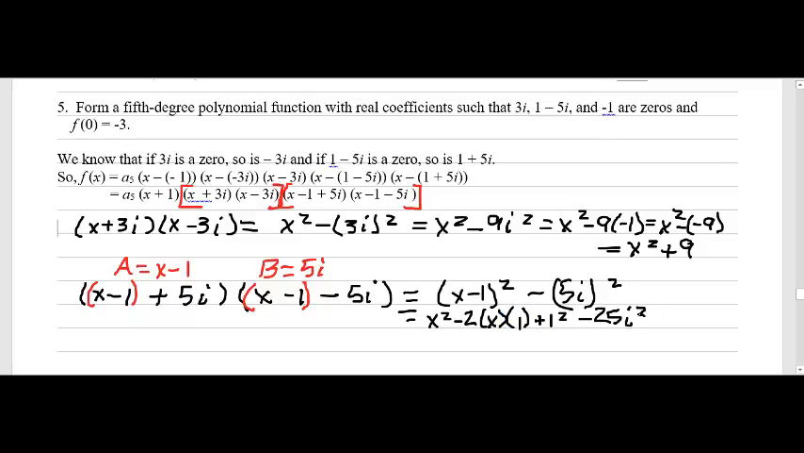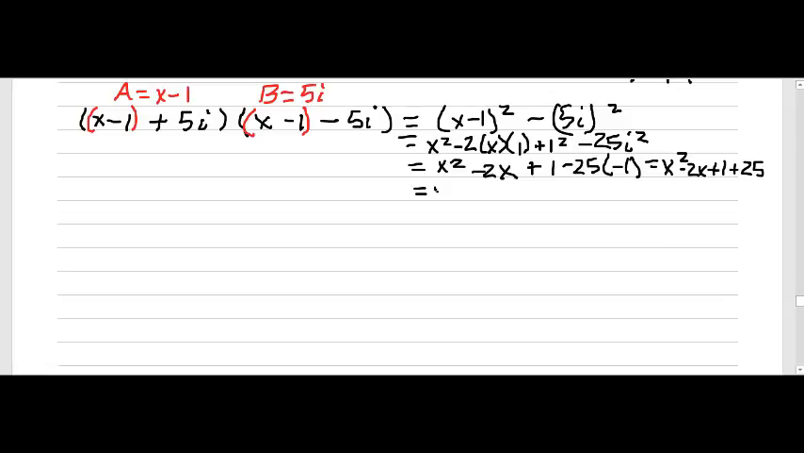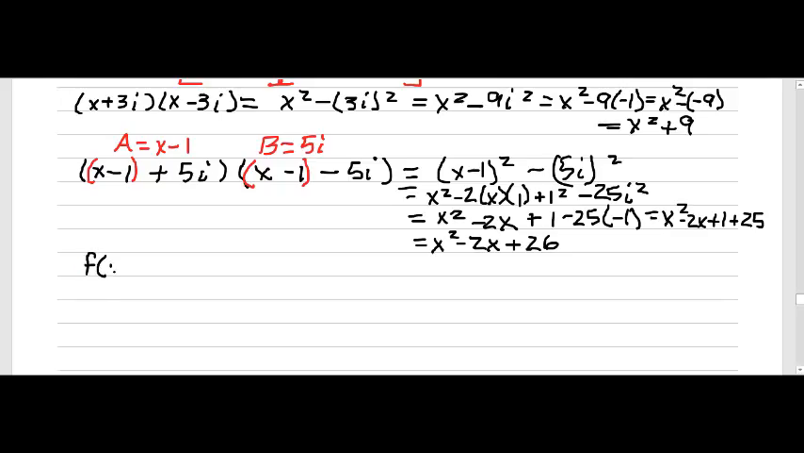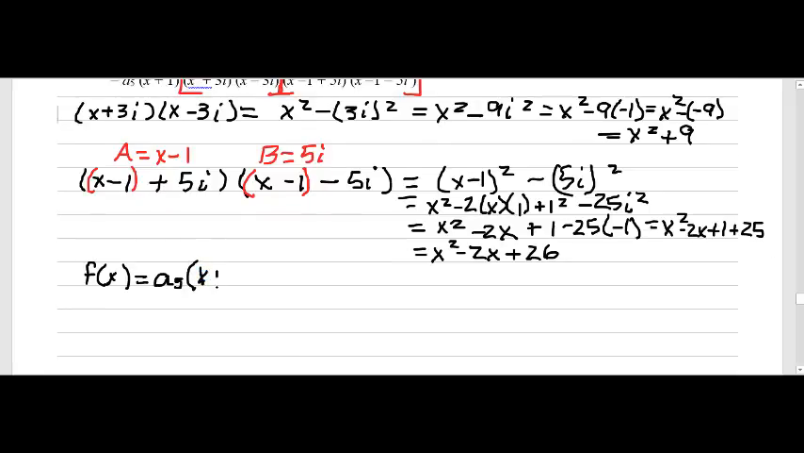And when we square x minus 1, we get x squared minus 2x plus 1. And when we square 5i, we get minus 25i squared, which simplifies into plus 25. So this becomes x squared minus 2x plus 26. So f of x is whatever our a5 is going to be, times x plus 1, times x squared plus 9, times x squared minus 2x plus 26.